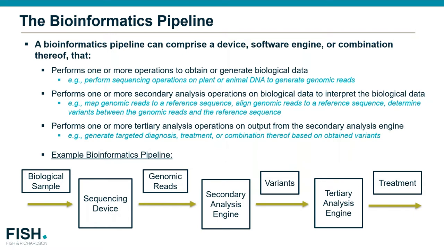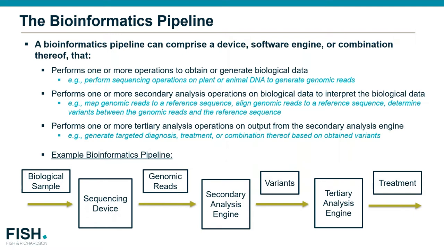That is by no means limiting, though. You may just have a database of prior biological data that was already generated that you may obtain and process. Another stage of the bioinformatics pipeline may include what are referred to as secondary analysis operations on previously generated biological data. This can include mapping genomic reads to a reference sequence, aligning genomic reads to a reference sequence, or determining variants based on previously mapped and aligned reads.